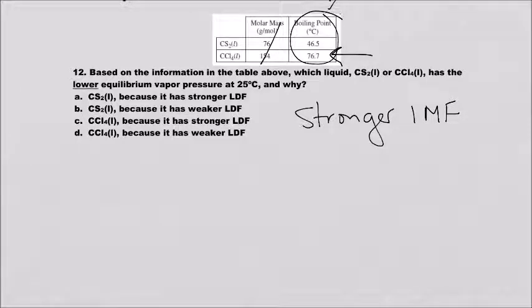We can tell this one is linear and nonpolar, and this one is tetrahedral and nonpolar. So I want to pick C or D, and it has a higher boiling point because of C. It has stronger LDFs because it is a nonpolar molecule.